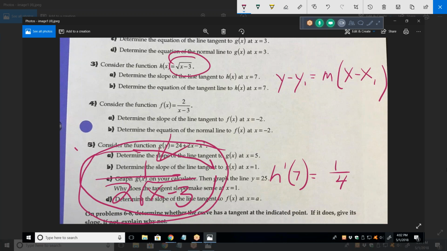So the points are, well, I need a y sub 1. Well, when x is at 7, h of x is 2. So here's the equation of my tangent line. Bingo. Done. You do not want to turn that into y equals mx plus b. And in fact, this is the superior format when you're talking calculus.